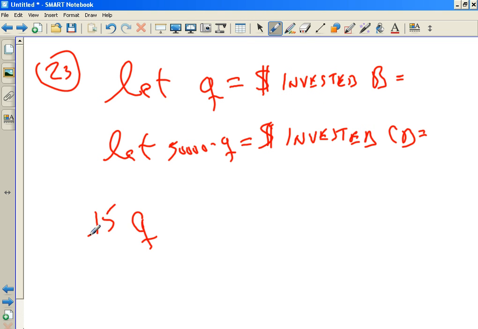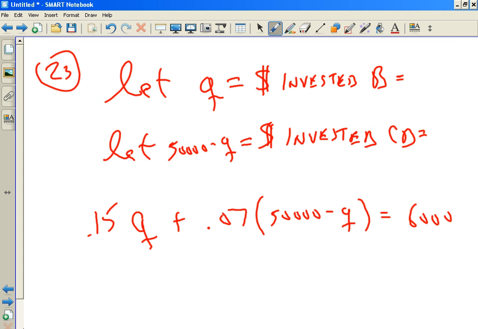So 0.15 times Q. P times R, principal times rate, times years, but it's only 1 year. Plus what? That's how much money you're going to get from this. How much money are you going to get from this? I don't know about 6,000 yet. 7%. So what's 7%? 0.07 times how much money? 50,000 minus Q, right. Equals how much money does she want at the end of the year extra? $6,000 in interest. There you go. That's the equation you have to solve.